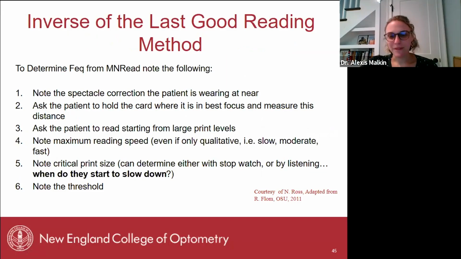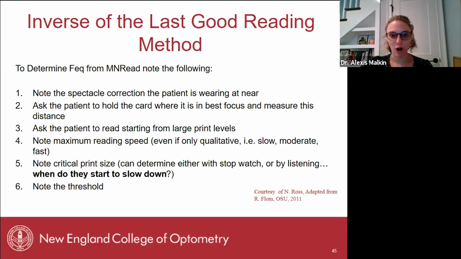So the step-by-step, which was developed by Roanne Flom and Nicole Ross helped modify, has become a very useful tool for us and our students. You want to know what spectacle correction the patient is wearing. Allow the patient to hold the card at its best focus point. Ask the patient to start reading from the largest print. Note the maximum reading speed generally.